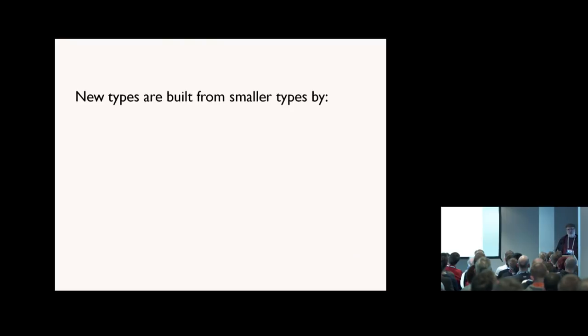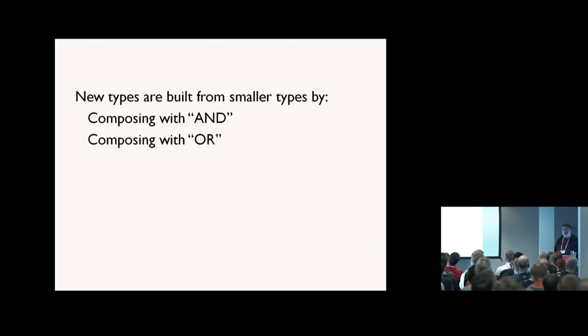And it's composable because you build new types from smaller types, just like any other kind of composition. And there's actually two different ways you can build bigger types. You can compose them with and, and you can compose them with or. Okay, so what does that mean?